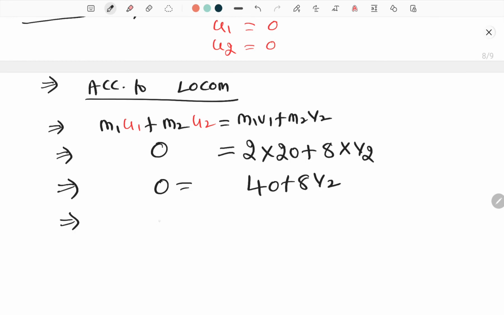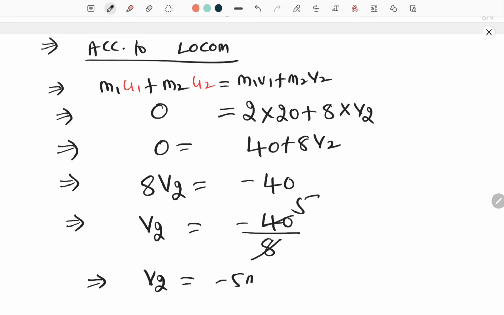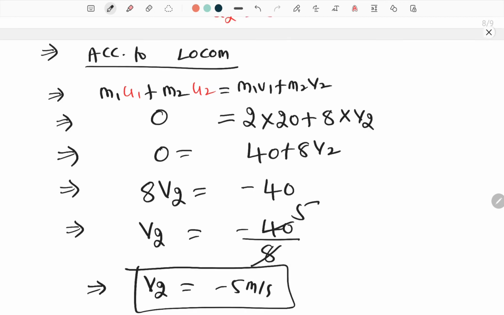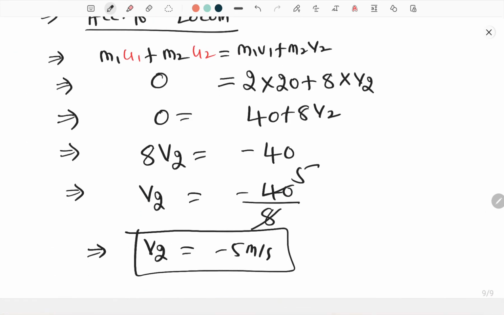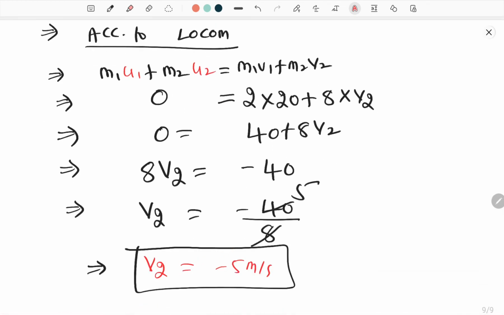Let me keep 8 v2 there only, and let us bring this 40 to this side, it becomes minus 40. So v2 is equal to minus 40 divided by 8, 8 fives are 40, and v2 is equal to minus 5 meter per second. So this 8 kg piece is going to move with a velocity of 5 meter per second in the opposite direction. This is for sure, no? If any piece is going in this direction, the other piece will be going in the opposite direction. That's why if it is taken as positive, this has to be negative. So that's why we got a negative answer.